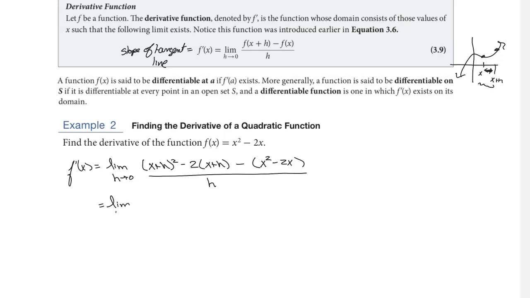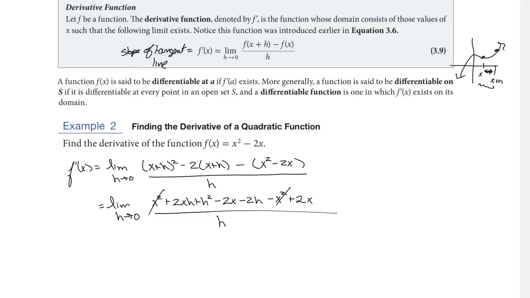So let's simplify this. This is going to be x squared plus 2xh plus h squared minus 2x minus 2h. And then we're going to distribute the negative: minus x squared plus 2x, all over h. We're going to see some things cancel. Notice all the terms that we have left that did not cancel have an h in common. So we're going to factor it out. And then now you can see those h's cancel.